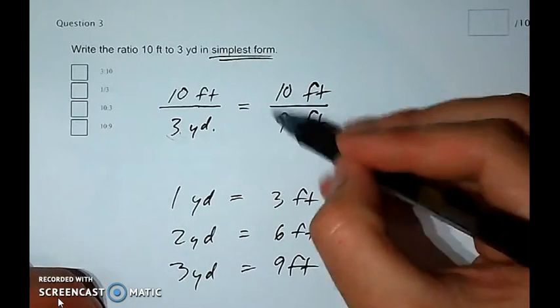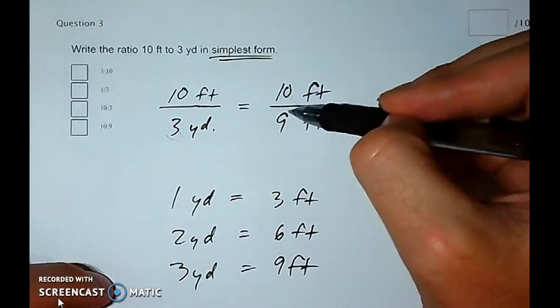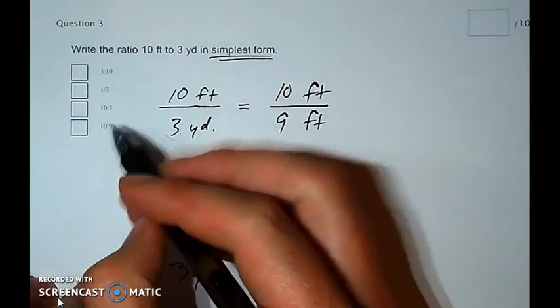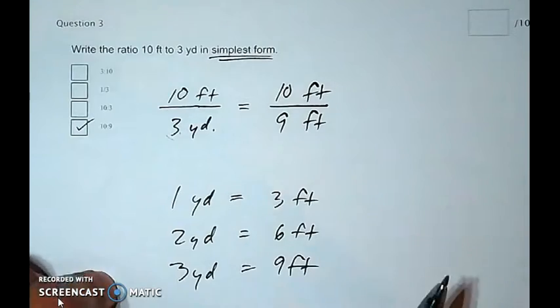We ask ourselves, can we reduce this? Can we simplify that any further? And if you know about the factors of 10 and 9, you realize that no, you cannot. So 10 to 9 is our best answer here.